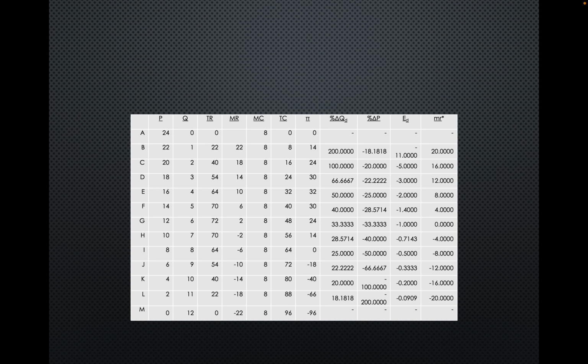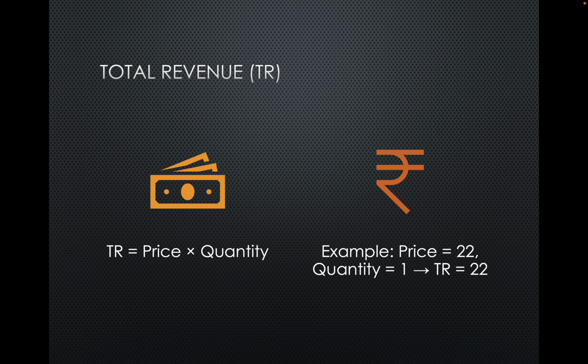The first one is going to be the total revenue. To get the total revenue, I multiplied the price by the quantity. For example, when the price is 22 and the quantity is 1, the total revenue is 22.